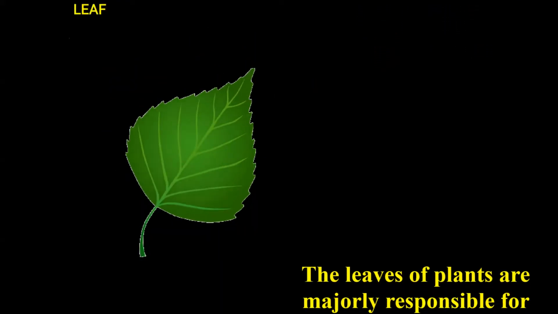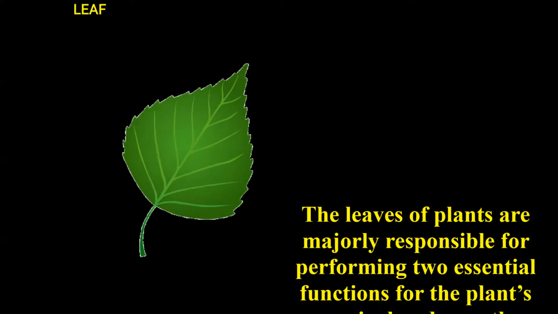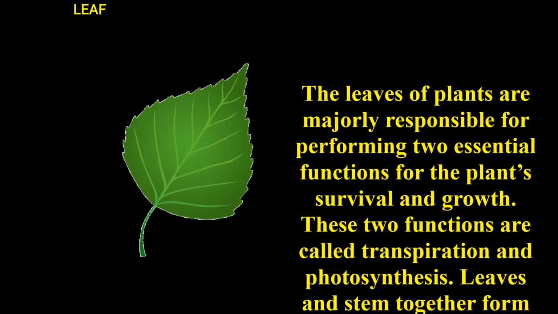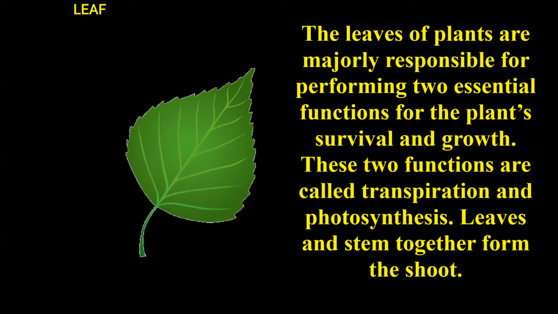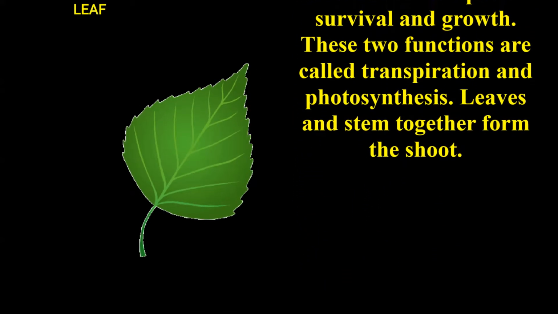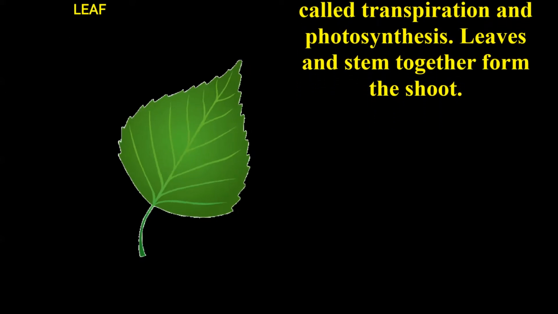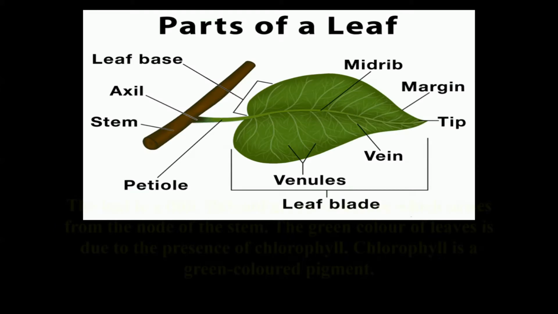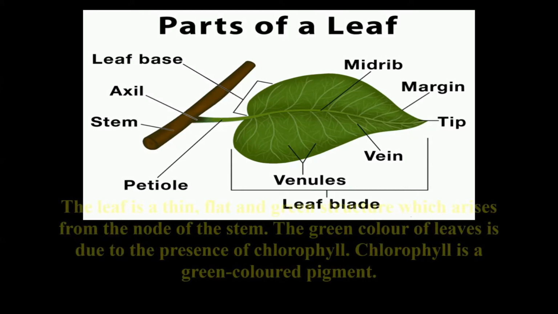Children, now let us discuss about the leaf. The leaves of a plant are majorly responsible for performing two essential functions of the plant's survival and growth. These two functions are called as transpiration and photosynthesis. Leaves and stem together form the shoot. Now, let us discuss about the parts of a leaf.